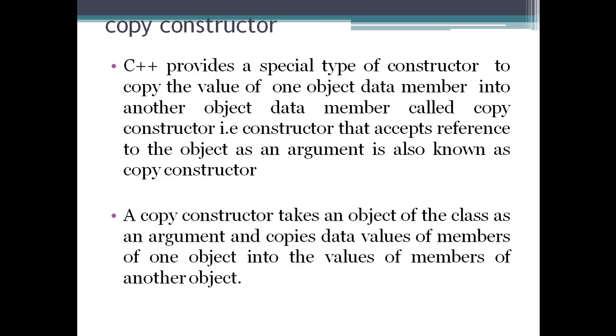Next, we move on to copy constructor. What is a copy constructor? As the name suggests, copying the value, the data, the information from one object into another object. That is nothing but a copy constructor. C++ provides a special type of constructor to copy the value of one object's data member into another object's data member, which is called a copy constructor. And a copy constructor accepts the address of a particular object. It will take the address of a particular object of a given class and copy its members to another class object's members. Thereby we can achieve a copy constructor, right?